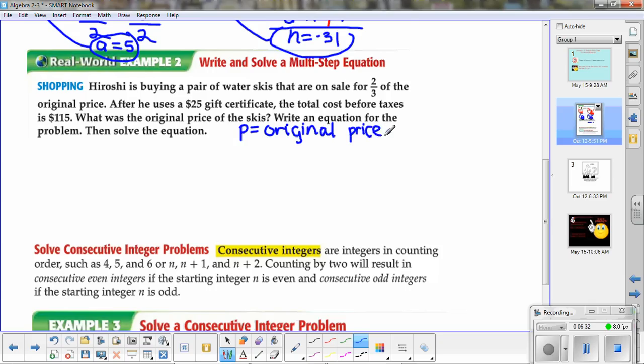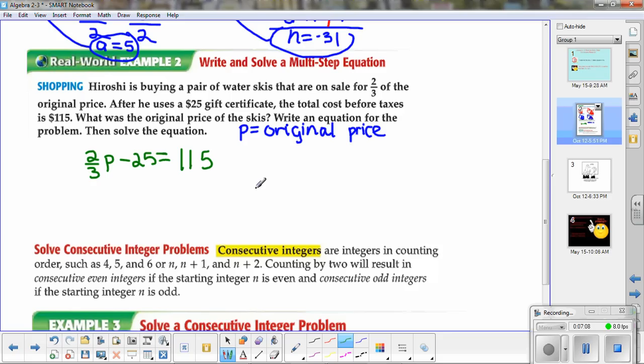Now let's go back and read the problem and see if we can write the equation. Buying a pair of water skis that are on sale for 2/3 of the original price. If the original price is P, 2/3 of the original price would look like this: 2/3 P. After he uses a $25 gift certificate, so we're going to subtract $25 off of that, the total cost before taxes is $115.